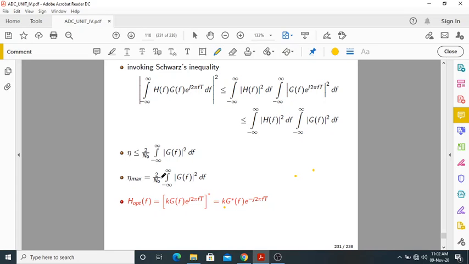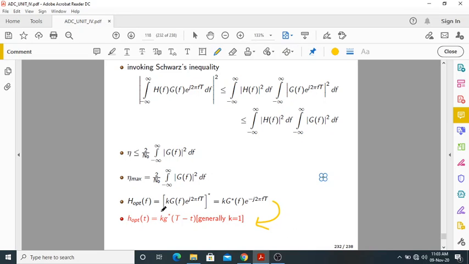So in order to get maximum SNR, the frequency response of the filter must be equal to some k into G conjugate of f into e power minus j 2 pi f capital T. But you take the inverse Fourier transform. This is H of f. What is h of t? This is h of t, k into G conjugate of capital T minus small t. Try to get the logic here. It is a concept of inverse Fourier transform from signals and systems. I am not explaining all the things here.